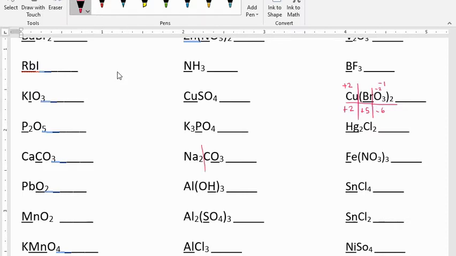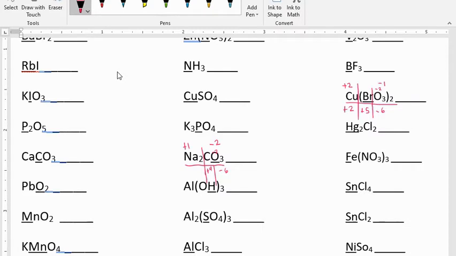Go over here. Look at this one, sodium carbonate. If I look at this, my sodium has a +1 charge. My carbonate overall has a -2 charge. So if oxygen has a -2, -2 times 3 is a -6. My carbonate ion has a -2 charge, so that means the carbon has to have a +4 charge.